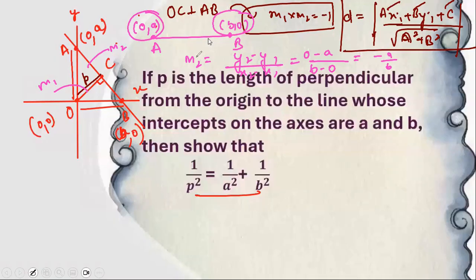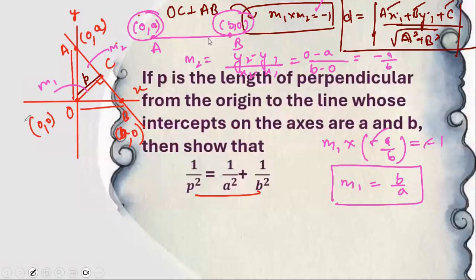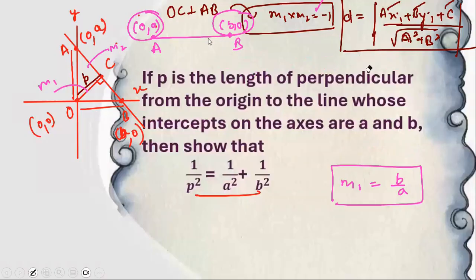So m2 will be minus a by b. When m2 is minus a by b, I will use this formula, m1 multiplied by m2, which is minus a by b, is equal to -1. Minus minus cancels out. When it goes to that side, it gets reciprocated because it is in multiplication, it goes into division. So it will become b by a. So m1 is b by a. Now we have the slope of line AB and OC also. Now this is not required, everyone. We have used this. So we know that m2 is minus a by b.